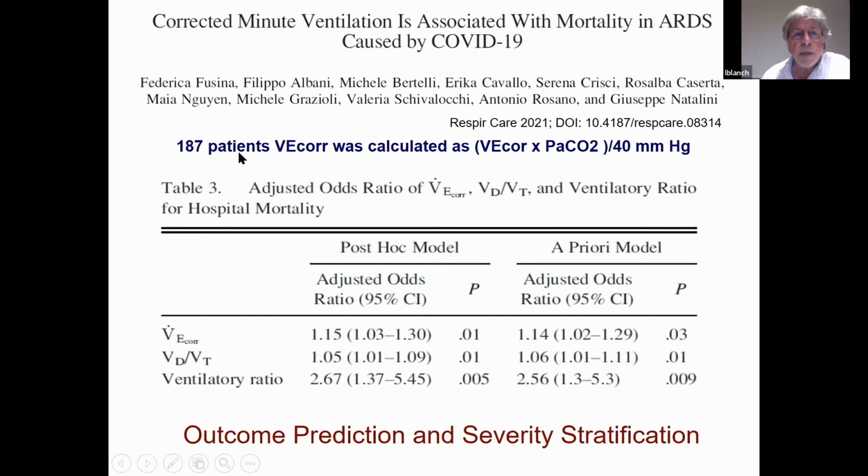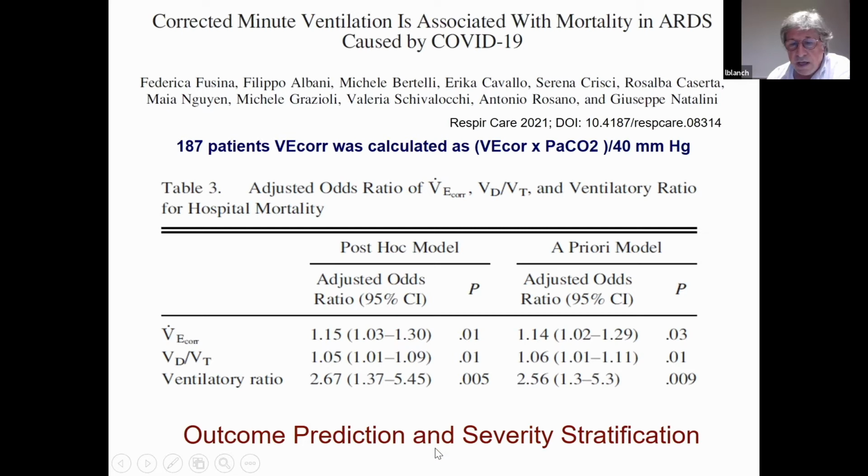So again, this is in patients with COVID-19. This is a large series of almost 200 patients in whom corrected minute ventilation was calculated. And they compared this with estimated VD/VT and ventilatory ratio. And again, this predicted outcome.